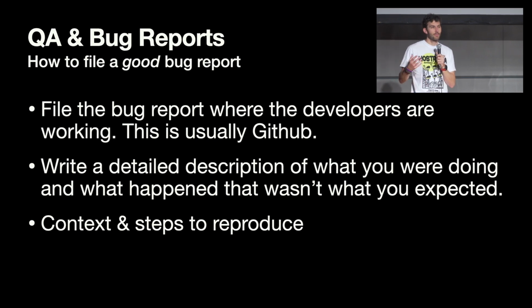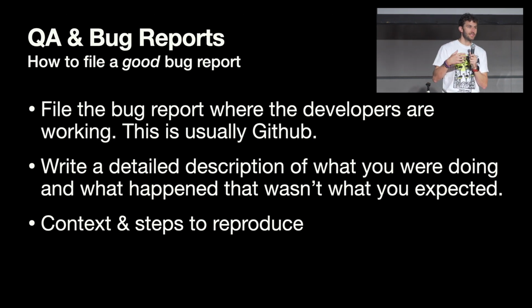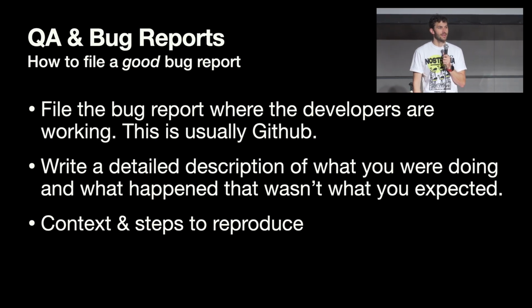When you go to file a bug report, developers usually want the bug reports where the code is. So if that's GitHub, you want to go to GitHub and create an issue. If it's one of the other code repository sites, that's probably where it needs to go. In a worst-case scenario, you can just send a message to the developer or to the account it's under. What you do want to do, though, is give people detailed descriptions.